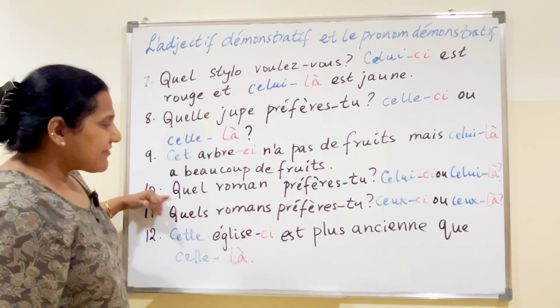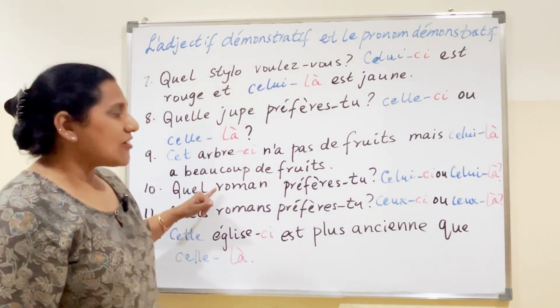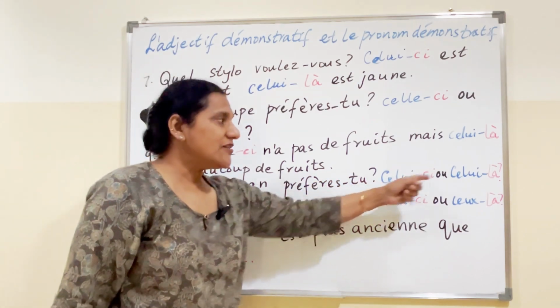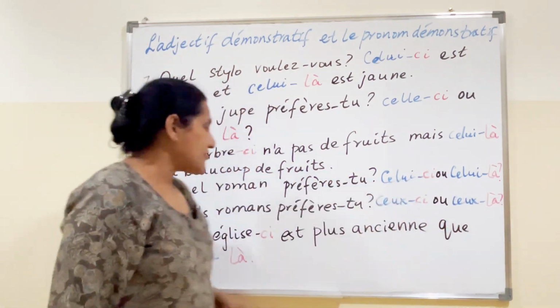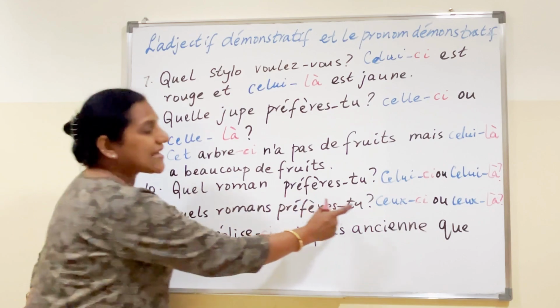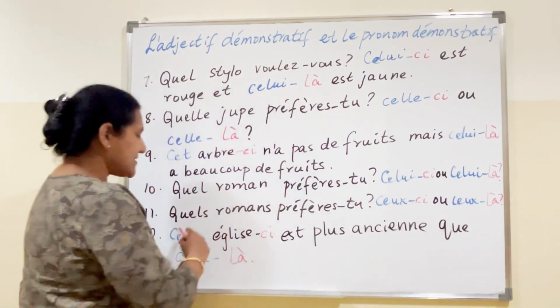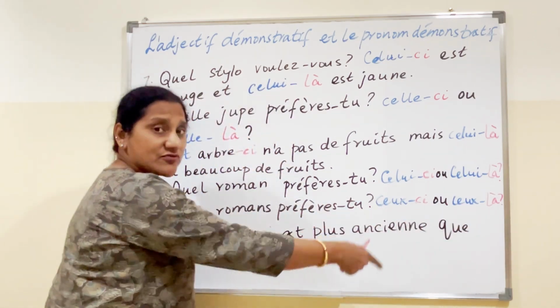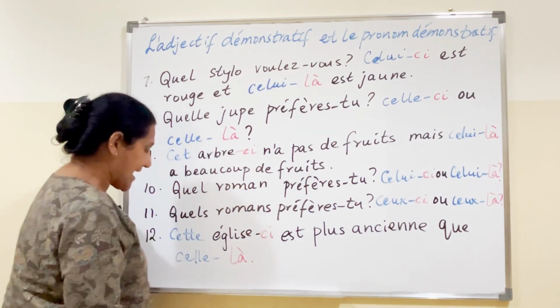Quel roman préfères-tu? Which novel do you prefer? This one here or that one there? It's singular. But when you have it as plural, you can put it as plural, right? Which novels do you prefer? These ones here or those ones there?